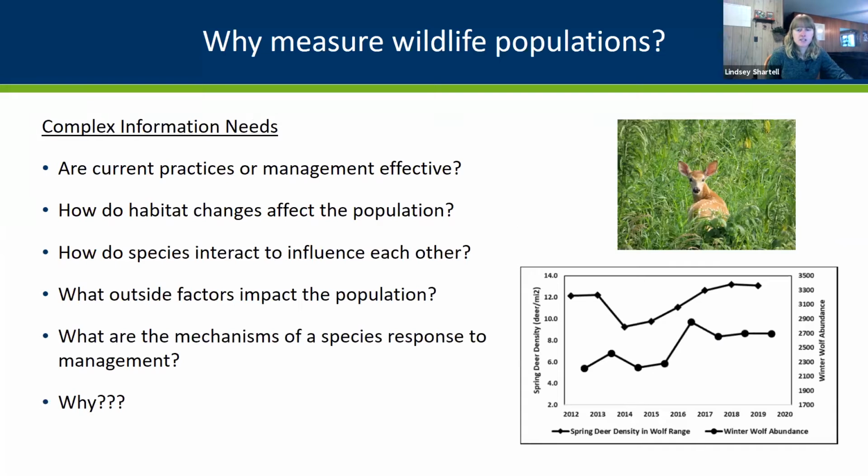It can also help us answer complex information needs. Are current practices or management effective? How do habitat changes affect the population? How do species interact to influence each other? And what outside factors impact the population? What are the mechanisms of a species' response to management? And of course, why? A good example here is the spring deer density in wolf range and the winter wolf abundance. You can see that there might be a connection between the two.